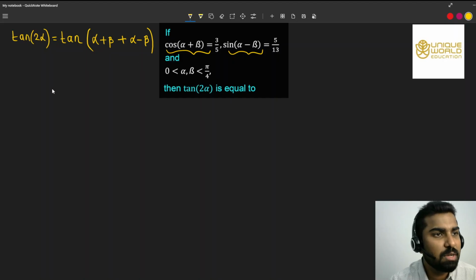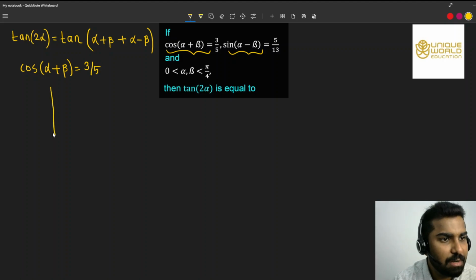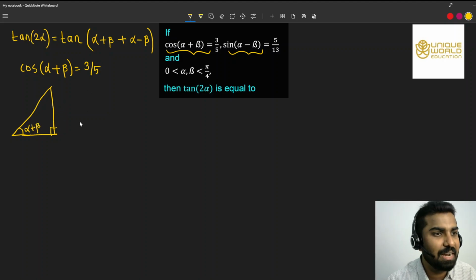Now cos of alpha plus beta is given in the question, that is 3 by 5. So just draw a triangle by taking the angle as alpha plus beta. If I am drawing a triangle, this is 90 degrees. This angle I am taking as alpha plus beta. It's neither alpha nor beta, it's alpha plus beta, right? Cos means adjacent by hypotenuse. So this will be 3, this will be 5, and this one will be 4.